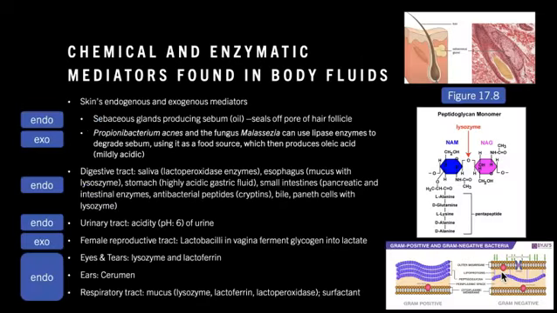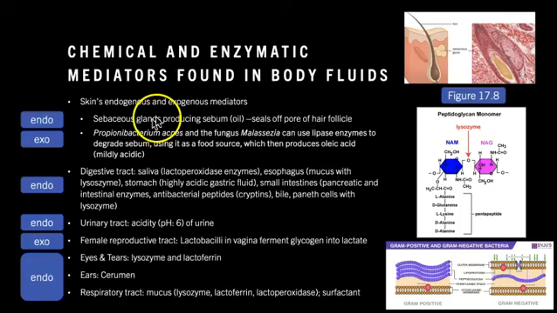First, we'll talk about the chemical and enzymatic mediators found in our body fluids. We'll focus on the different parts of our body that really assist with this, starting with our skin. And these can be endogenous or exogenous mediators. What I mean by that is endogenous is produced by our human body cells, whereas exogenous means that it is produced by certain microbes that are a part of our own microbiome.